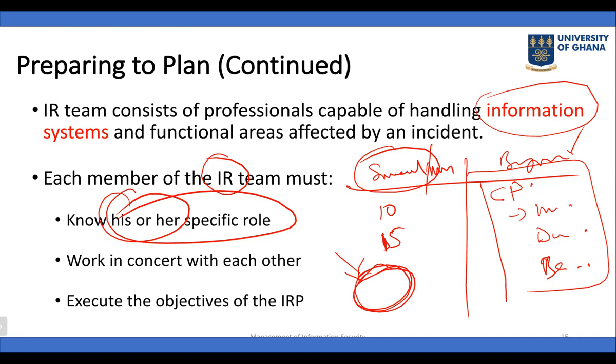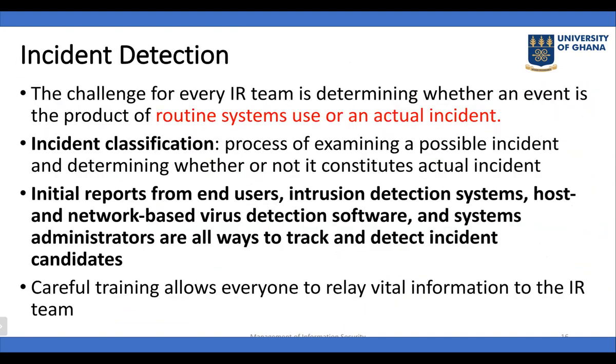So in effect, this is to look at the broader picture and also the bigger settings, and to work in concert with each other. If you are in the same team, make sure that you work together when there's an issue. One of you has knowledge of handling network security, and another person has knowledge of handling data security. Then the issue comes and you have to combine this knowledge. The two of you need to collaborate effectively in order to solve the problem and execute the objectives of the incident response plan.